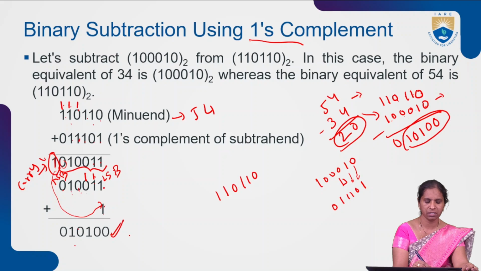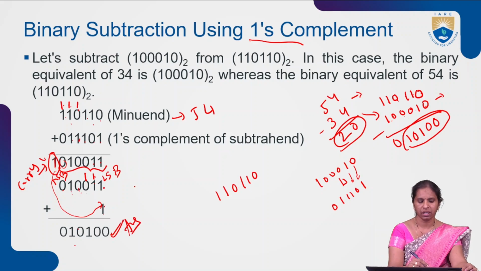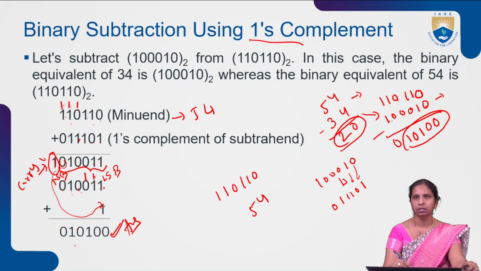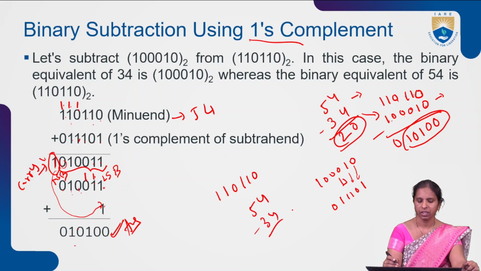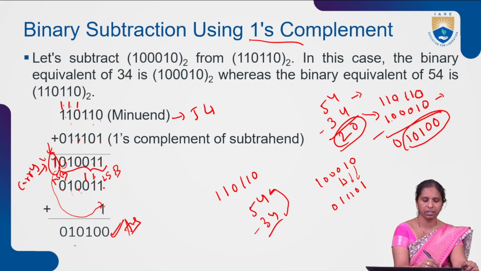Therefore, this is the answer. So this is nothing but what? This is called as what? Binary subtraction using 1's complement. So what you're doing here, you are subtracting smaller number from the bigger number. Then you're getting the carry. If you subtract smaller number from the bigger number, then you're getting the carry. That carry you have to add to the subtrahend, and the result is nothing but the positive result.